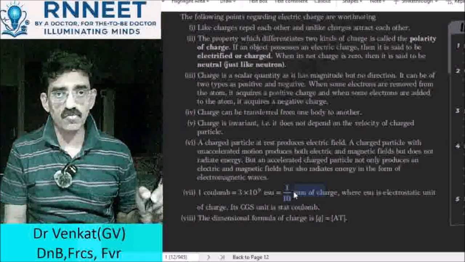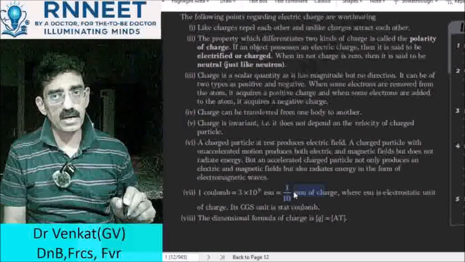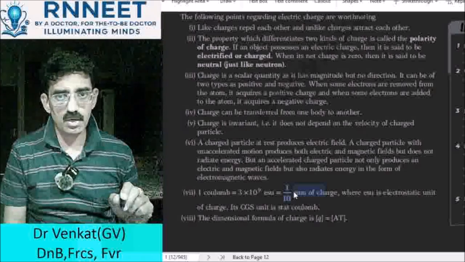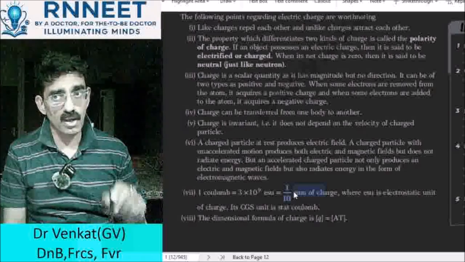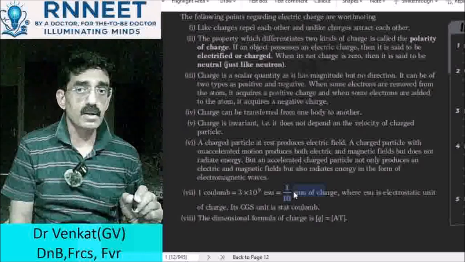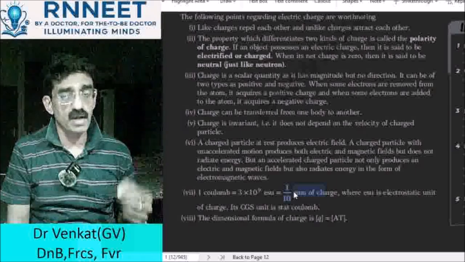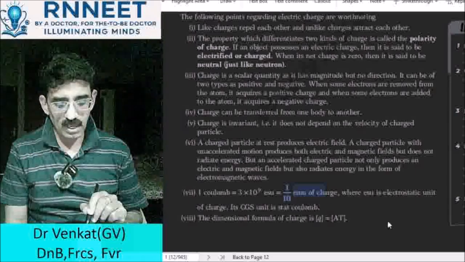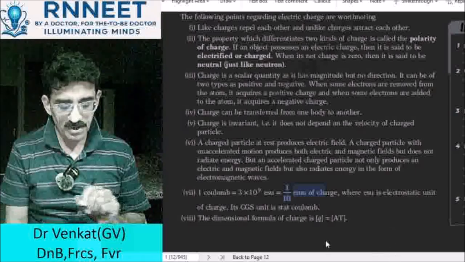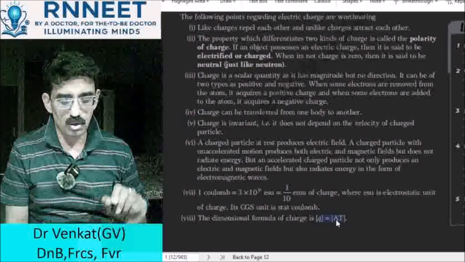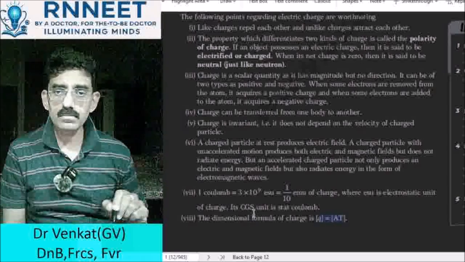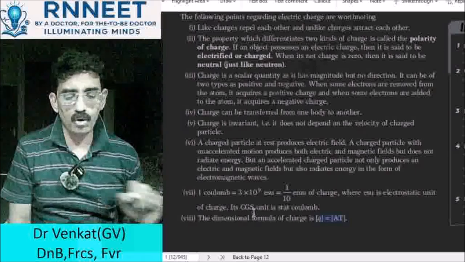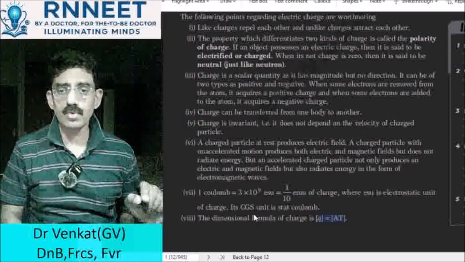What is the dimensional formula for charge? You know that basically Q is equal to AT, or A is equal to Q by T, which means the charge per unit time is current, and therefore Q can be written as AT, and so that is your unit of charge. So these are some important points which you have to remember.